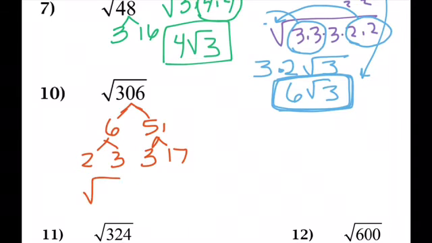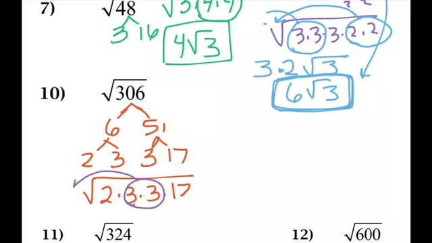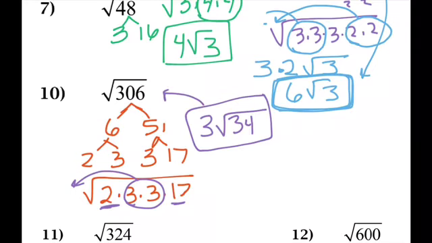And as you become more familiar with a lot of these numbers, you'll start to recognize them and say, oh yeah, that's 3 times 17, and so that's good to know. So I'm going to take out my pair of 3's, and so inside the square root I've got 2 times 17, which is 34. And so the square root of 306 is equal to 3 square root 34.